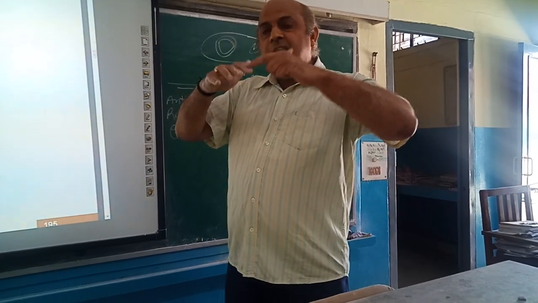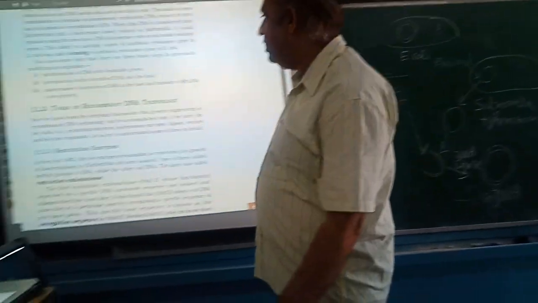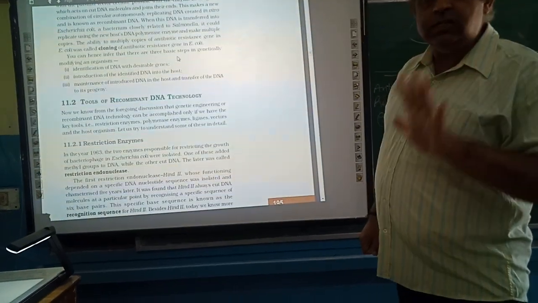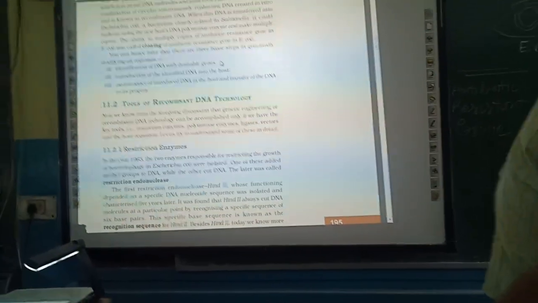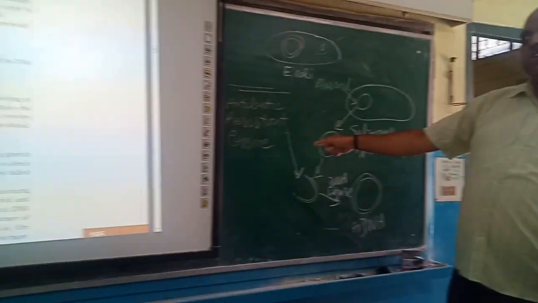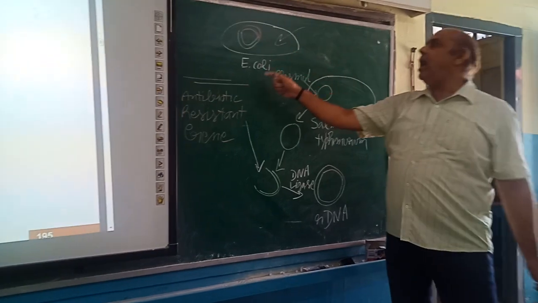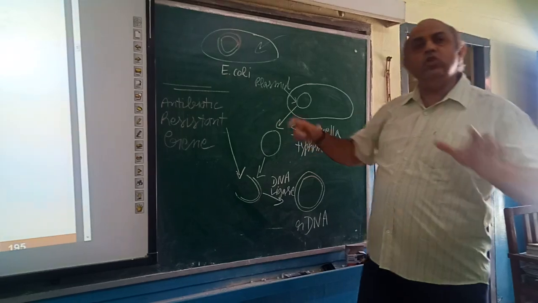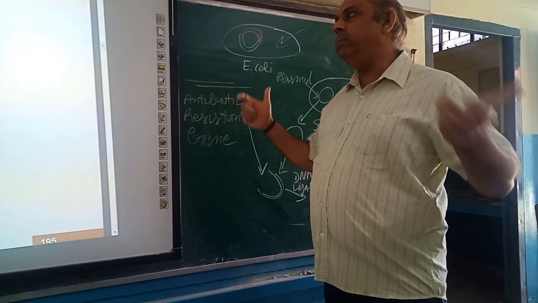So what did they do overall in their experiment? They followed all basic steps of genetic engineering. The first step was identification of DNA with the desirable genes, and that was the antibiotic resistant gene. The other step was introduction of the identified DNA into the host. That they did at the end of their experiment, where they transferred their recombinant DNA into Escherichia coli bacteria for gene cloning, for gene library.